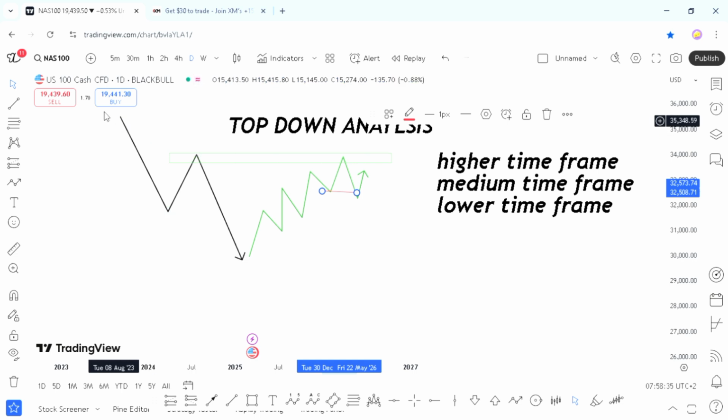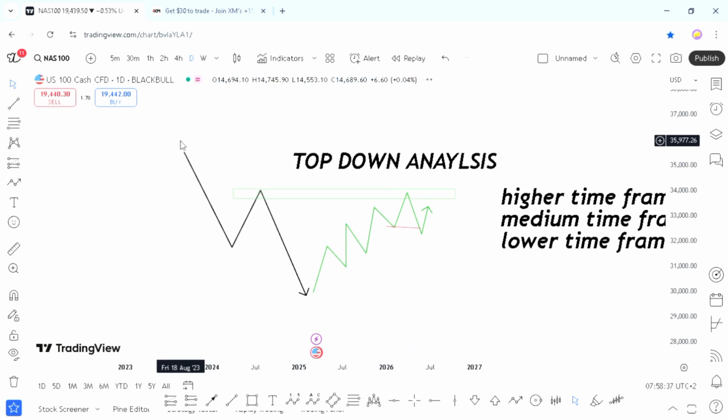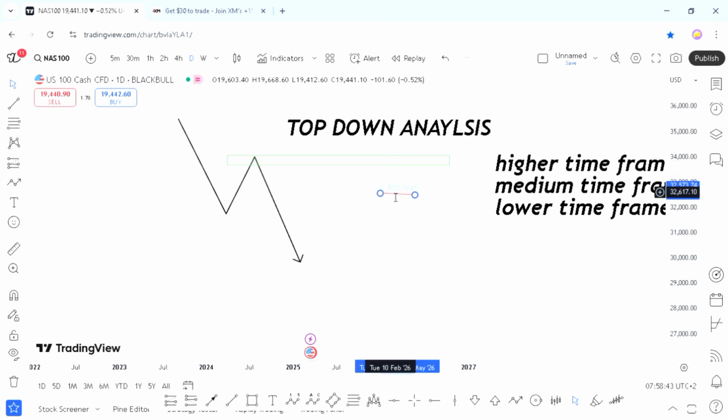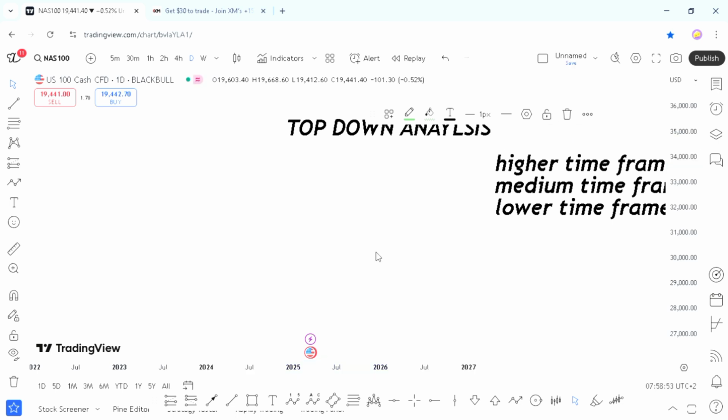I'm going to be moving these drawings here. So say, in this instance, guys, the market is trending up. It's an uptrend on a higher time frame, right? Let's say in this instance the market is trending up on a higher time frame. On a higher time frame, the market is moving like this.